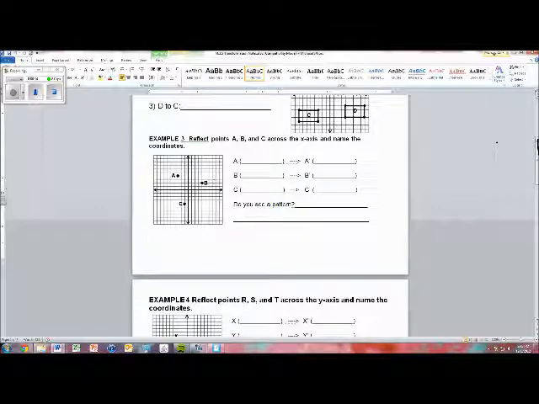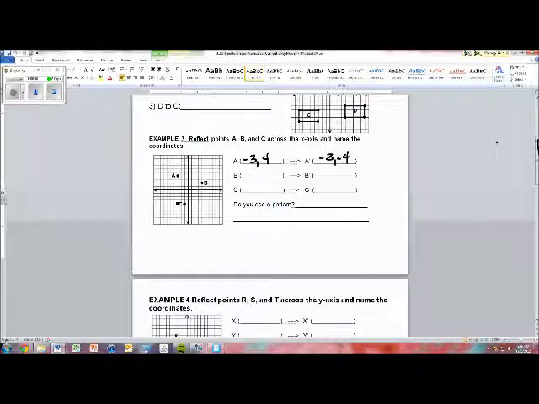And the way we reflect across any axis, but especially the x-axis, is we count how far away the point is from the x-axis. So right now, point A is 1, 2, 3, 4 units away from the x-axis. When I reflect it across the x-axis, it's still going to be 4 units away. It's just going to be on the other side. So I'm going to go 1, 2, 3, 4 and end up here. My new coordinates of A would be -3, -4. Originally, A was -3, +4.